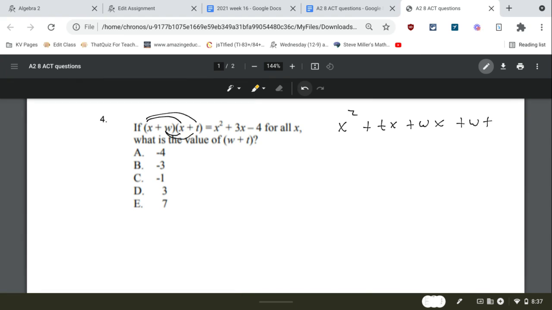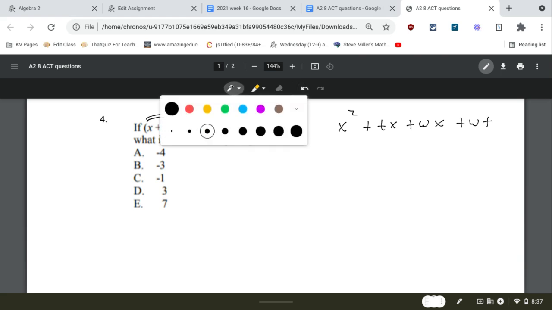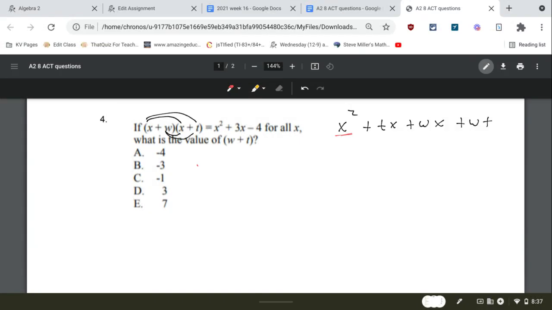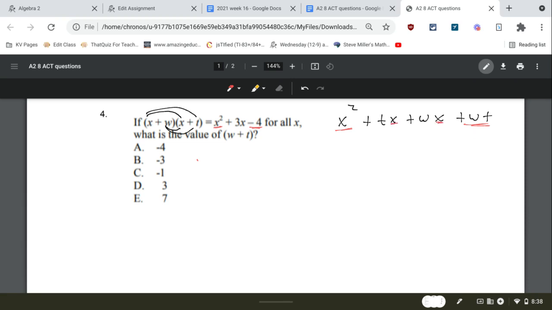All right, so the thing to notice here is that this x squared is supposed to match that x squared. And that wt is supposed to match the negative 4. What's left over is just the x terms. Notice that that's w plus t, the thing that you're literally solving for, w plus t. That's supposed to be the key to solving that one. And it matches that 3x.